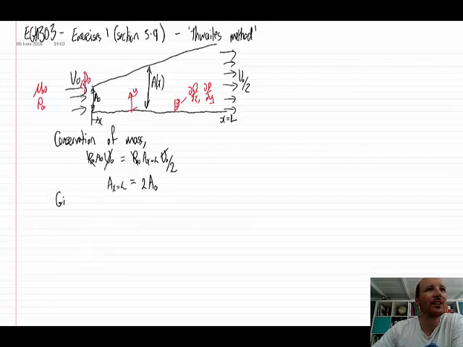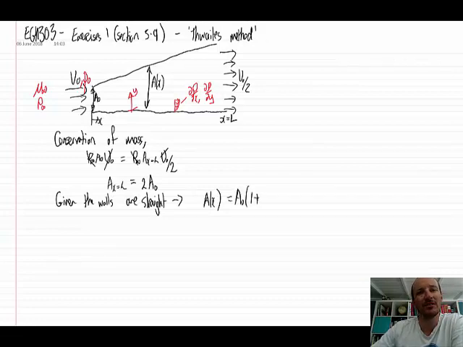We can now state that, given the walls are straight, this implies that the area, if it's varying linearly between A naught and 2A naught, must take on this form: A naught times 1 plus x over L, just by observation. So when x is 0, the area is A naught. When x is equal to L, the area is 2A naught, which is what we need at this point here.